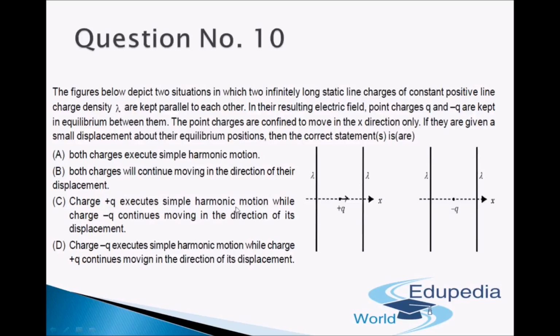So charge plus q will execute simple harmonic motion, because as it moves towards the right, it experiences a net force towards the left, whereas minus q will not do this, as if it moves towards the right, it experiences a net force towards the right. So in this case, my answer will be C.